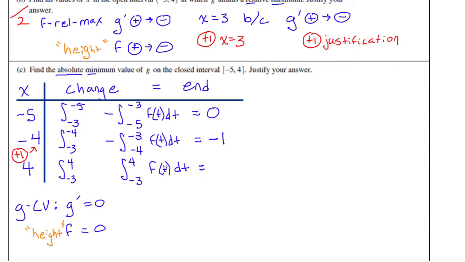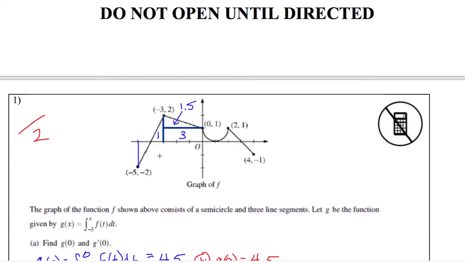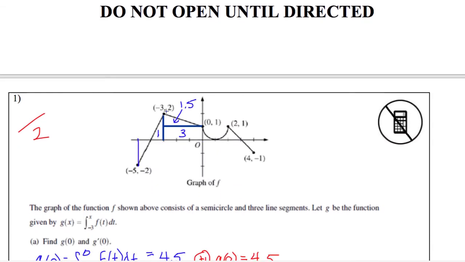And then finally, we have this integral from -3 to 4. So from -3, 1, 2, 3, from this line all the way to 4. So now I'm counting up all of this area here. It's 6.5 plus negative pi over 2. It does turn into that. I'm going to show you how to calculate that.